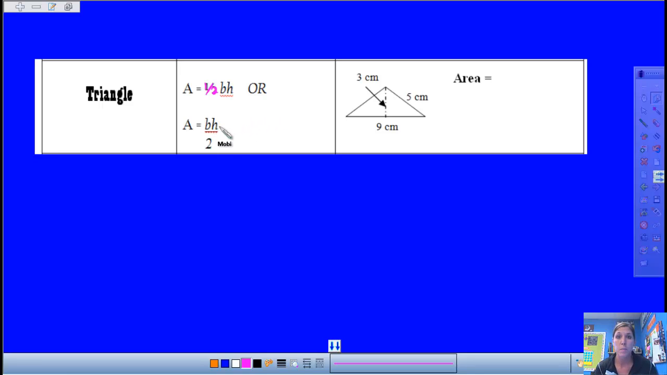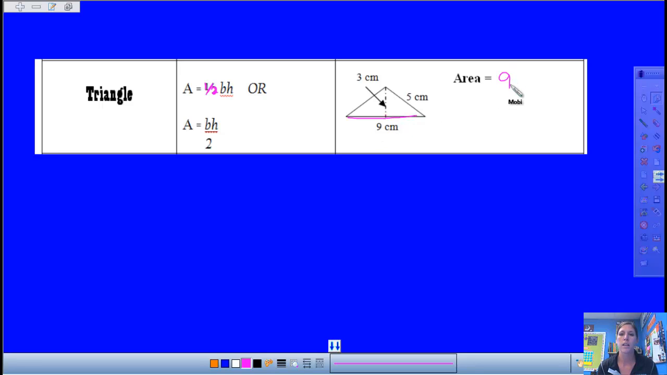You could also think of that as base times height divided by 2, which is what I like to do. You can do it either way. In the example, again, remember the height is not the slanted side. It would be from the top straight to the base. A straight line, you want to stand nice and tall, think of for your height. So your base would be 9.